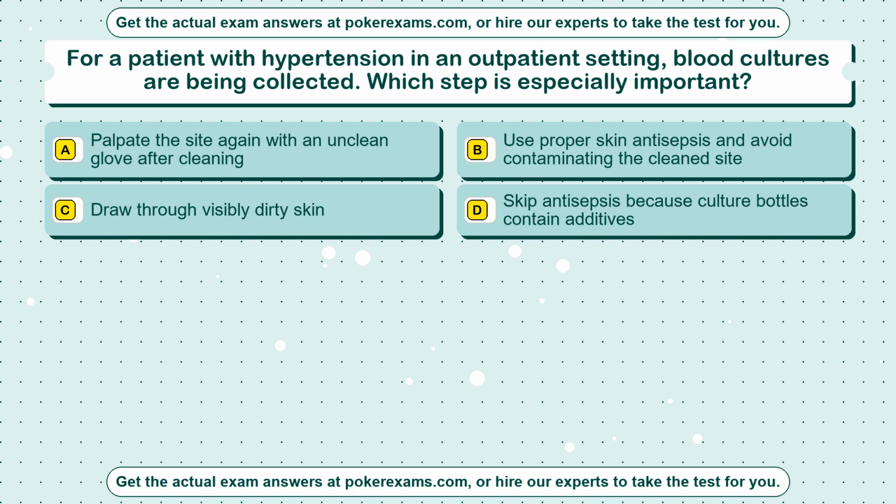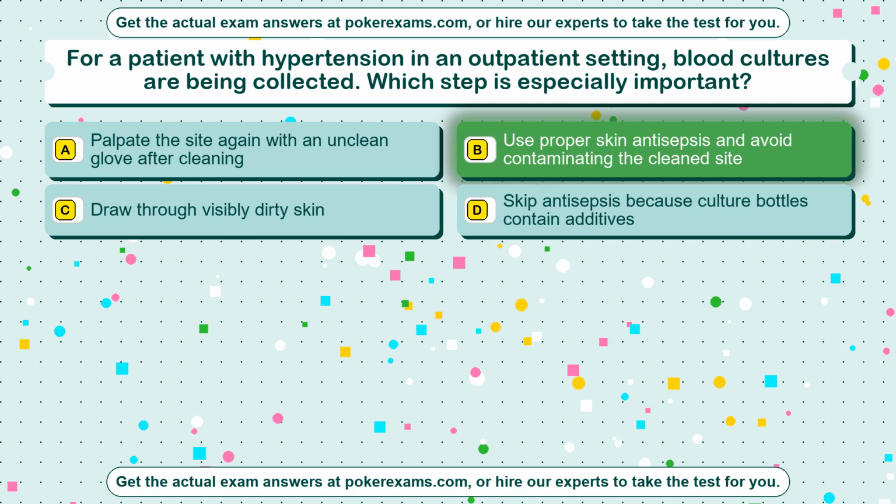Question 13. For a patient with hypertension in an outpatient setting, blood cultures are being collected. Which step is especially important? Option A. Palpate the site again with an unclean glove after cleaning. Option B. Use proper skin antisepsis and avoid contaminating the cleaned site. Option C. Draw through visibly dirty skin. Option D. Skip antisepsis because culture bottles contain additives. The correct answer is option B.